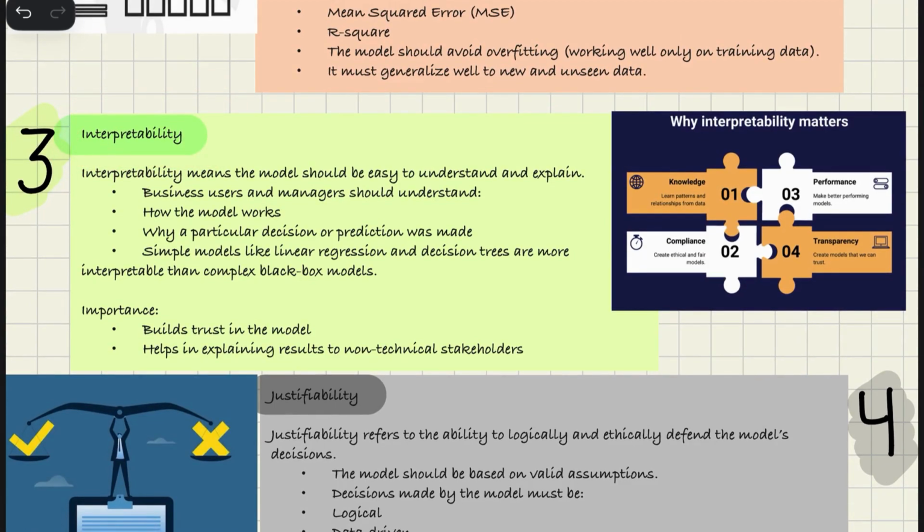Third requirement is interpretability. Business managers must easily understand how the model makes decisions. There should be an easy explanation to it. Business users and managers should understand how the model works and how a particular decision or prediction was made. So there should be an interpretation easily available in our model.